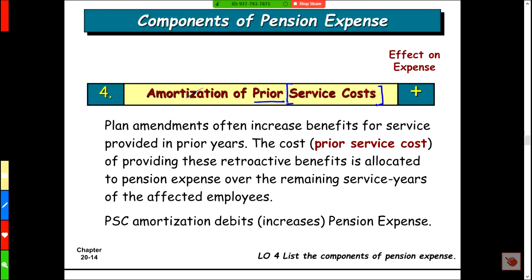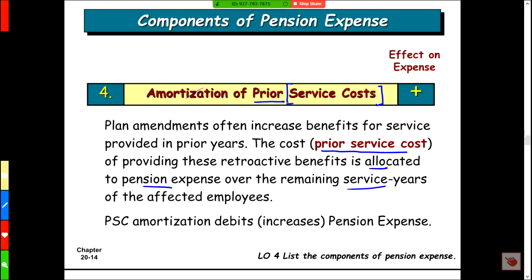So these retroactive benefits often cause huge increases in the obligation, which means you'd have to dump a large expense in 1 year. So what FASB or GAAP allows is that the prior service costs, which increase the PBO, instead of going straight through net income, go to other comprehensive income, and then are amortized to pension expense. So these benefits are allocated to pension expense over the remaining service years of the affected employees. So if you have somebody who got a retroactive benefit at age 40, we expect them to work 25 more years. You can amortize it over that period.